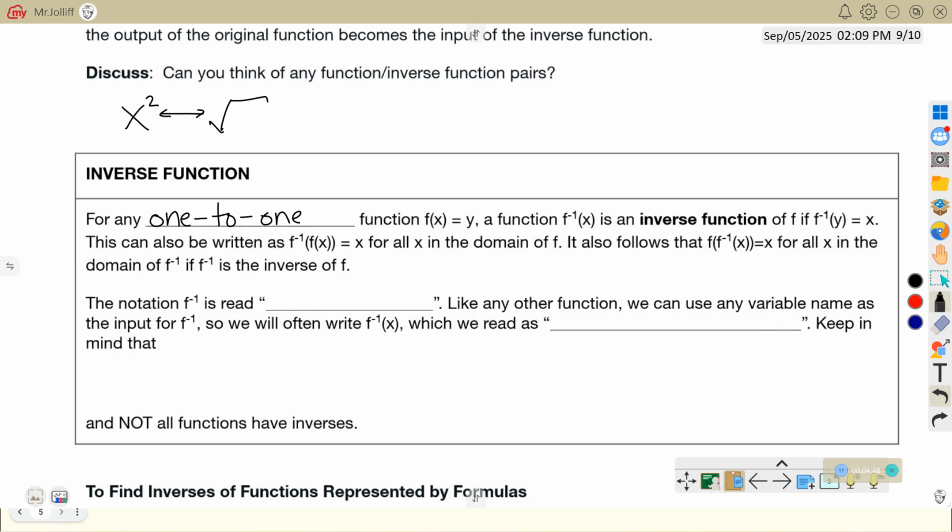There's a lot of mathy terms in there. When we read them out loud, the f with the -1 exponent is read as f inverse. F inverse. And when you see it used in function notation, it is read as f inverse of x.